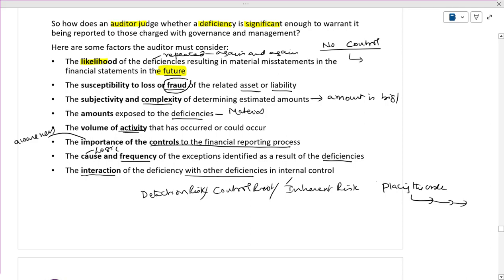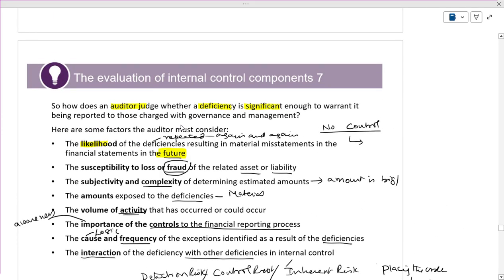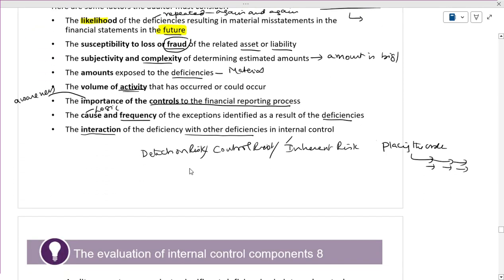We assume that we have placed the order with approval, so automatically we go through the next and subsequent levels. Means in the interaction, the link from one control to another, the controls are ineffective. These are the examples for judging whether deficiencies are significant or not.